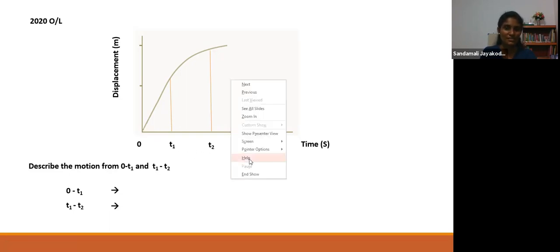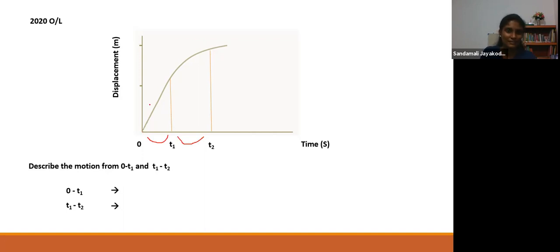There are 2 time intervals. We have to tell what is happening in this first part and what is happening in this second part. What is the movement mentioned in this first part? Is it a constant velocity or at rest or acceleration or deceleration or moving in the opposite direction? What is it? It's acceleration. It says accelerating.